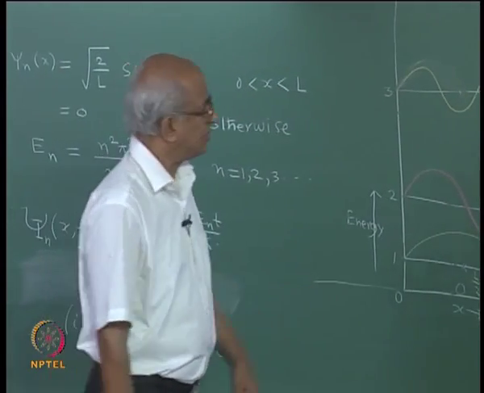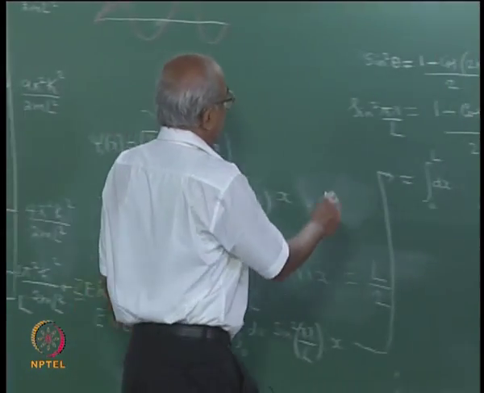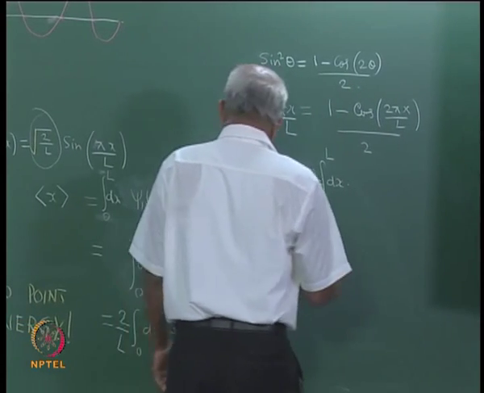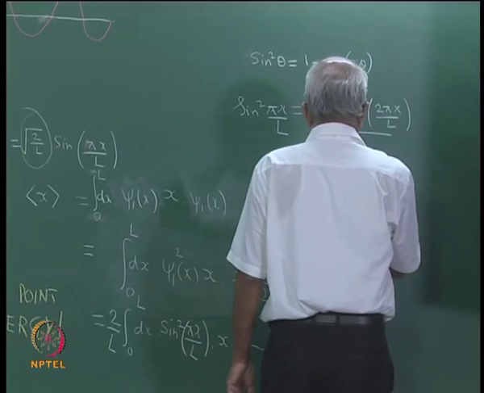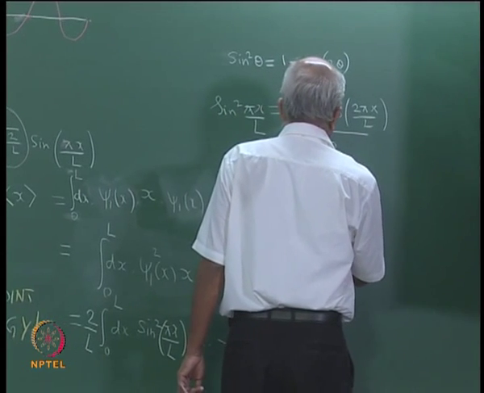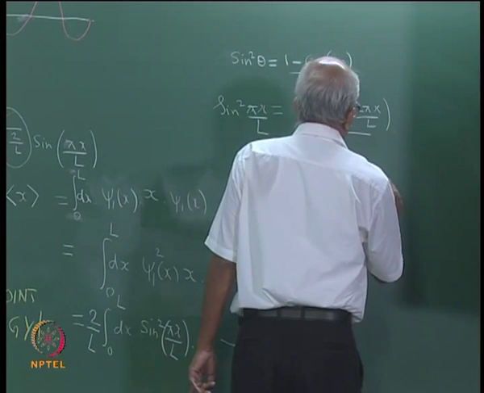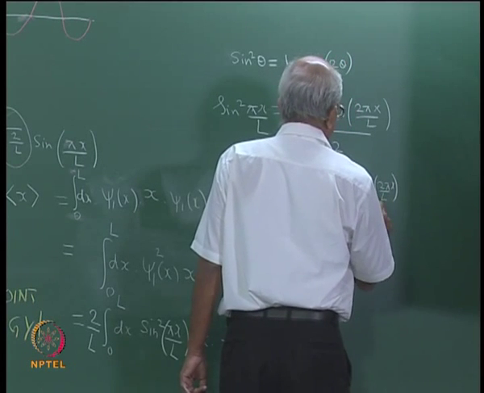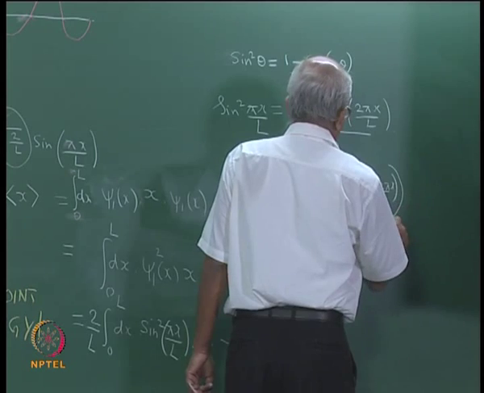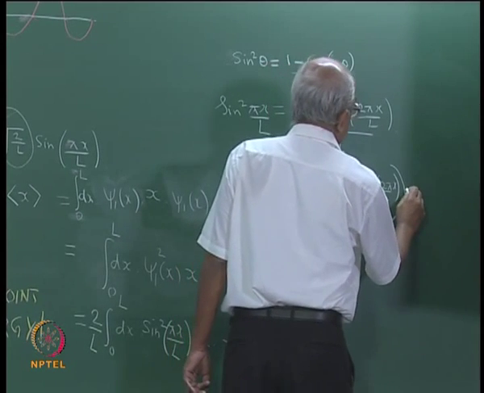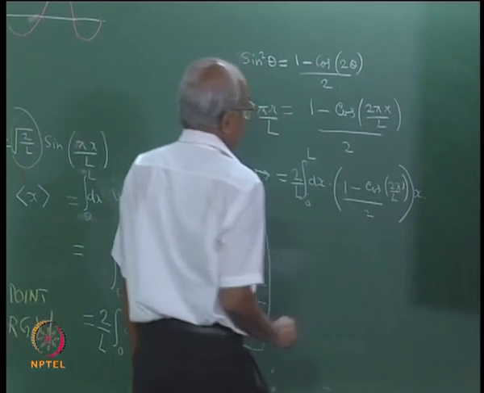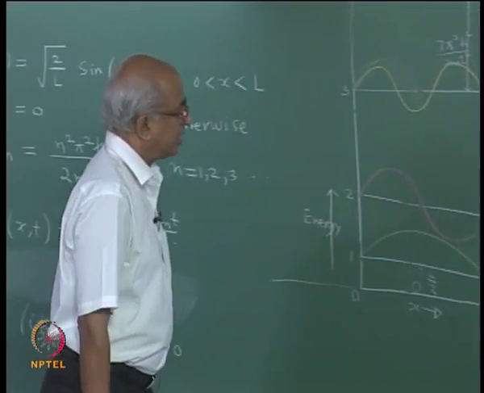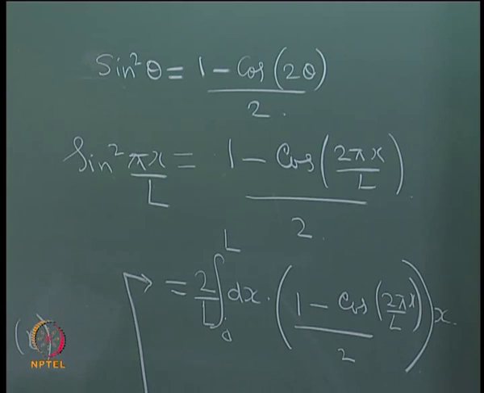Correct? So therefore I should have written that I would have 2 by L, and then I would of course have this sine square, which is actually going to give me 1 minus cos 2 pi x by L divided by 2, into x. So that is what the integral is, but then obviously as I told you, there are two terms.